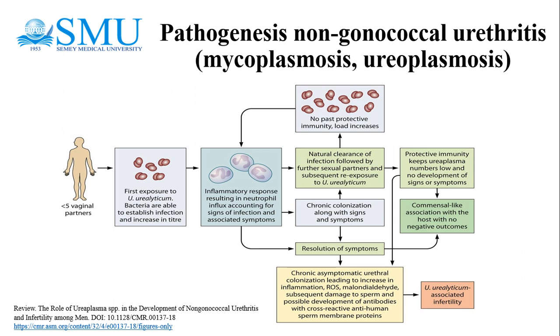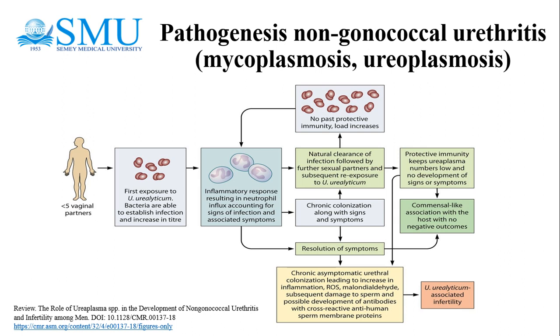Pathogenesis of non-gonococcal urethritis, mycoplasmosis, and ureaplasmosis. Vaginal patterns lead to first exposure to Ureaplasma urealyticum. Bacteria are able to establish infection and increase in titer. And the next process is inflammatory response resulting in neutrophil influx, accounting for signs of infection and associated symptoms, which leads to chronic colonization along with signs and symptoms.